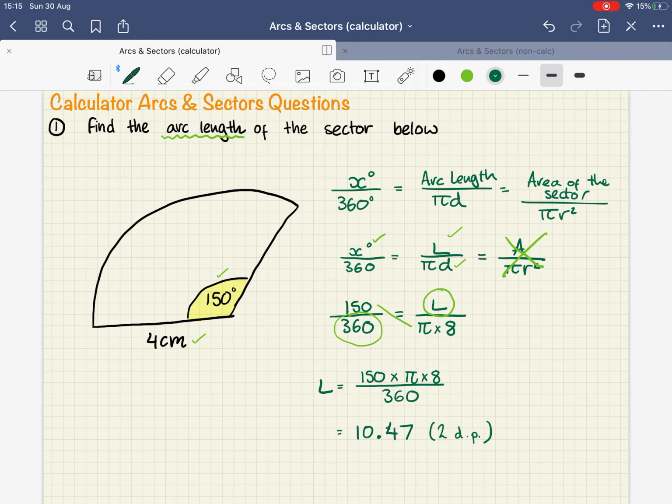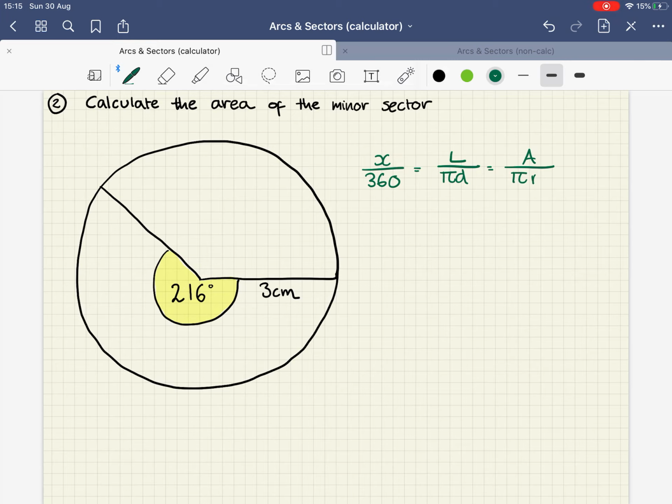Okay, so let's look at another one then. So again, I'm going to write out my formula before I even look at the question. So I've got x over 360 equals the length over pi d equals the area over pi r squared. So it's asking me here to calculate the area of the minor sector. So I need the A. Down here with that 3 centimeters, I've got my radius.